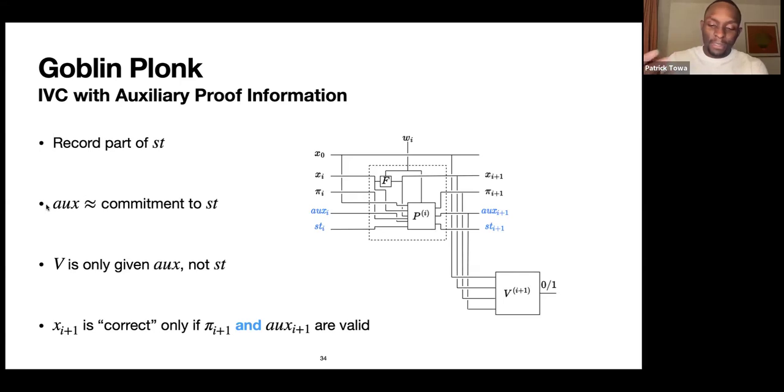So this is what I was trying to say before. We are going to use a folding scheme to build this scheme. It's like you have your folding scheme that is just one building block from which you are going to build the IVC with auxiliary proof information.